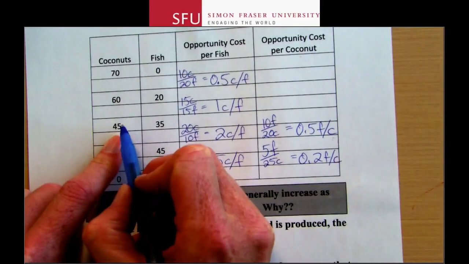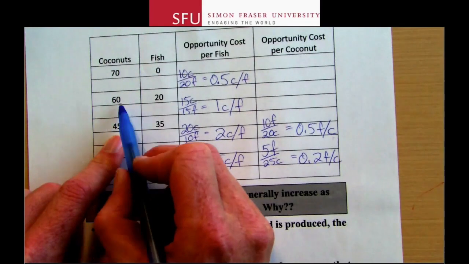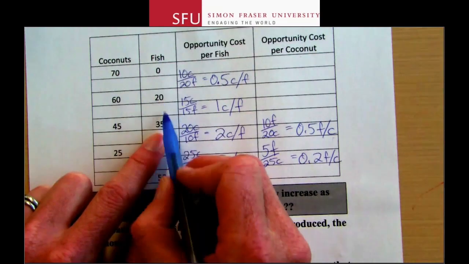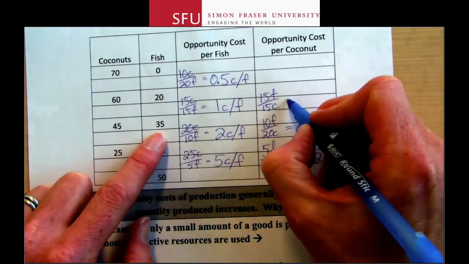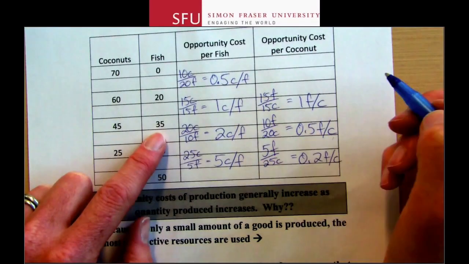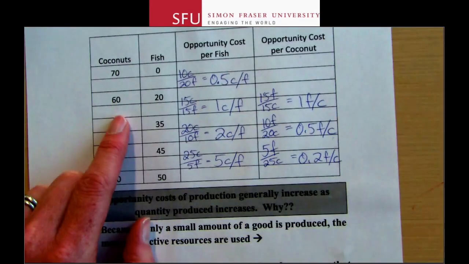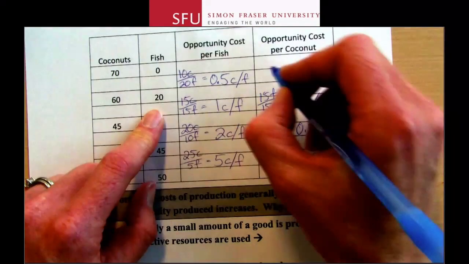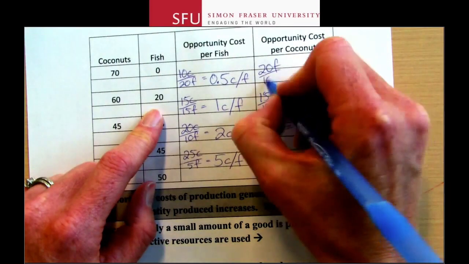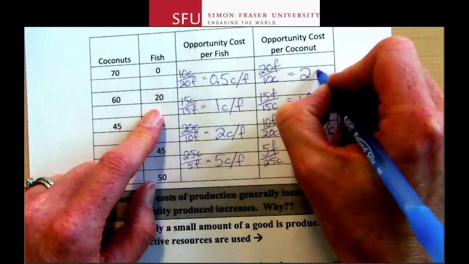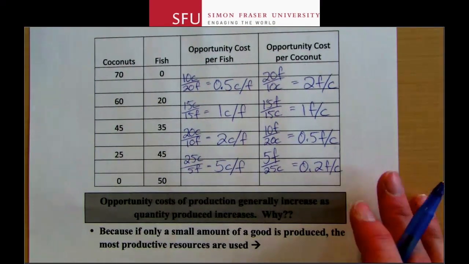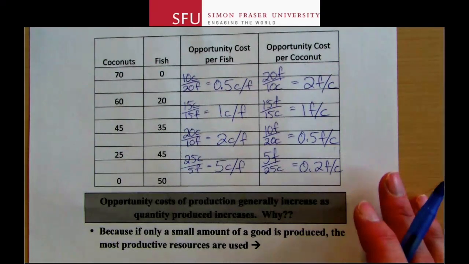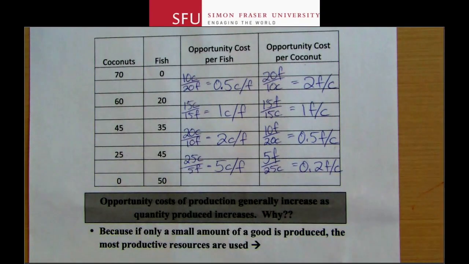Next, we will get 15 coconuts, but giving up 15 fish. So 15 fish for 15 coconuts, or 1 fish per coconut. Okay, and last one, we get 10 coconuts, but we give up 20 fish. So 20 fish for 10 coconuts, that will be 2 fish per coconut. Good. All right.